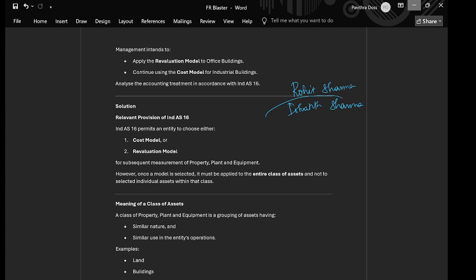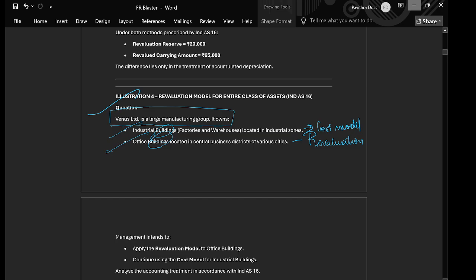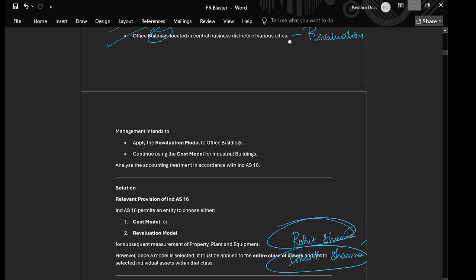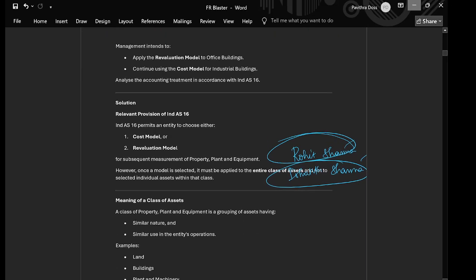Just because they have the same surname doesn't mean that they are brothers, right? Just like that, just because we have a building, it doesn't mean it's the same thing. We'll have to see what is the nature of the asset, and for what purpose it is being used. Only then can we tell if it is the same class of asset. Clear? Let's read through the provision.